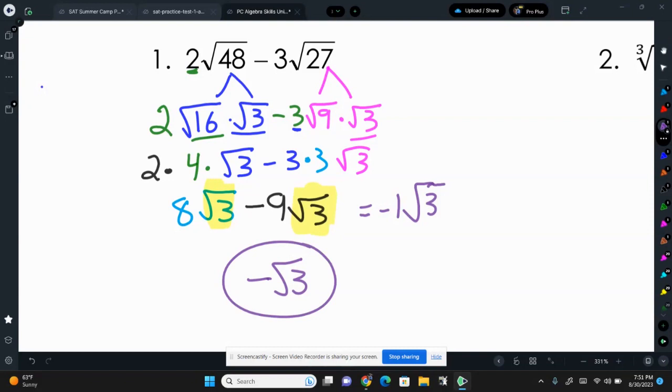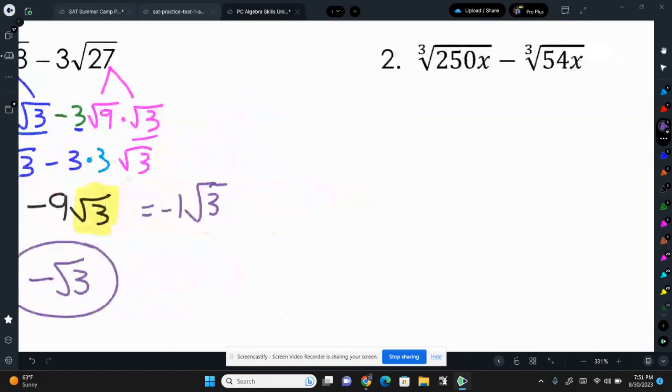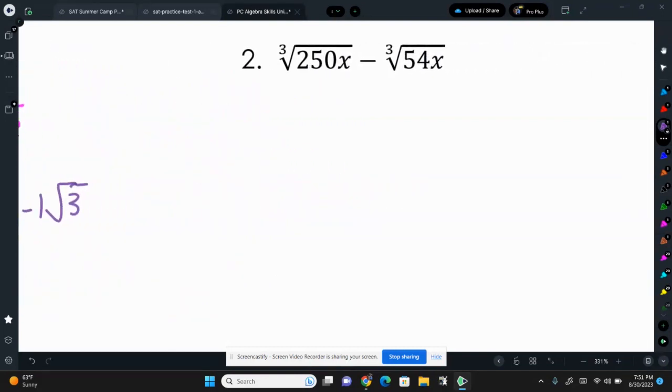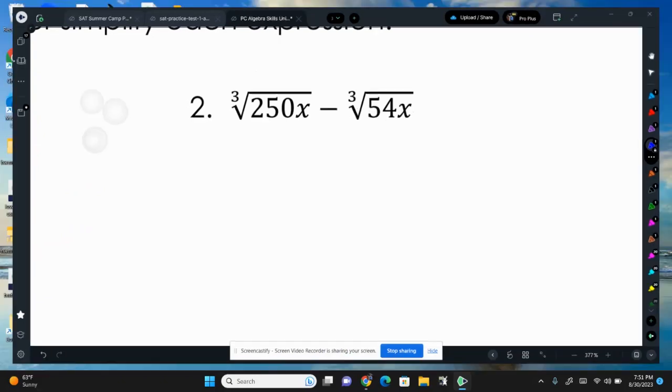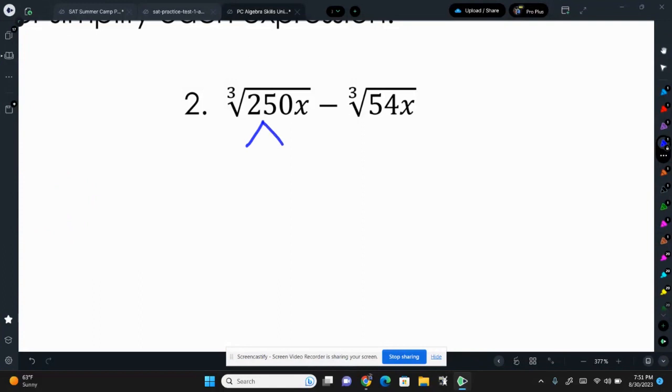So we weren't able to combine these until we got those radicals exactly the same. Now if you look at number 2 over here, we are in cube root land. So when I look at 250 and 54, instead of trying to divide it by 4, 9, 16, 25, and so on, I want to use those third roots. We have 125 times 2.